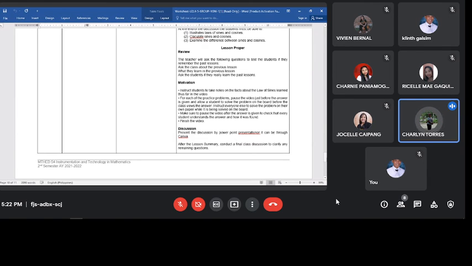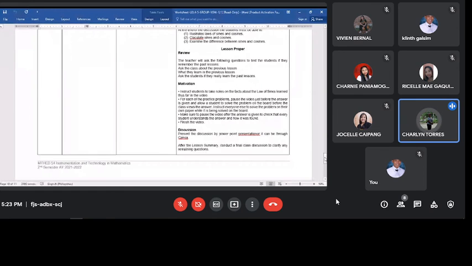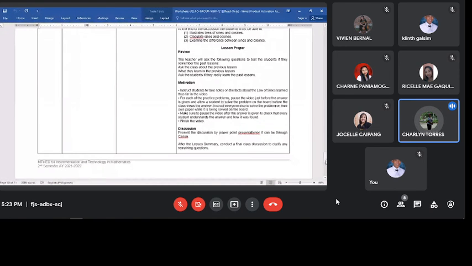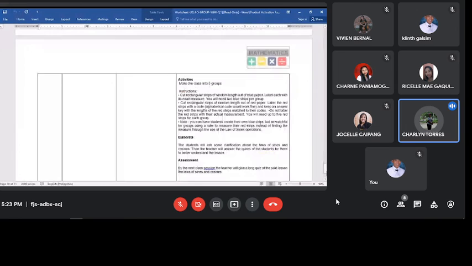So for the discussion, present the discussion by a PowerPoint presentation. It can be through Canva. After the lesson summary, conduct a final class discussion to clarify remaining questions. So for the activities, divide the class into 5 groups.